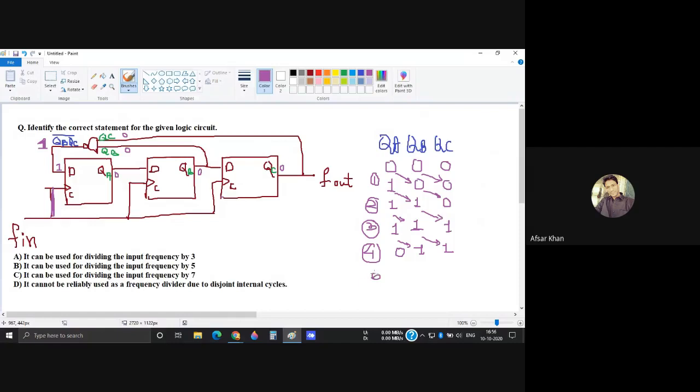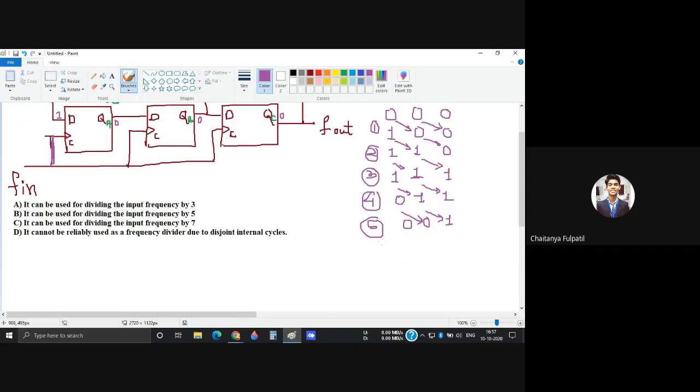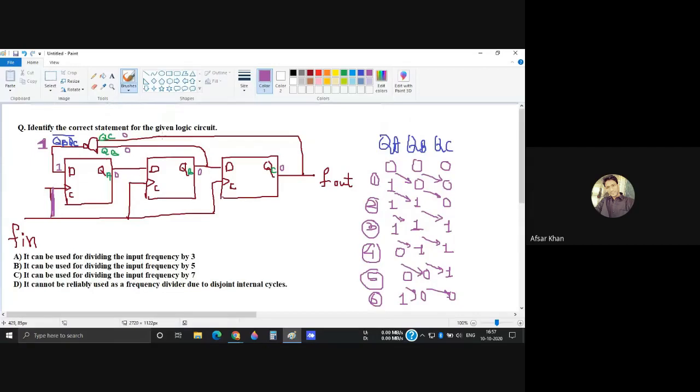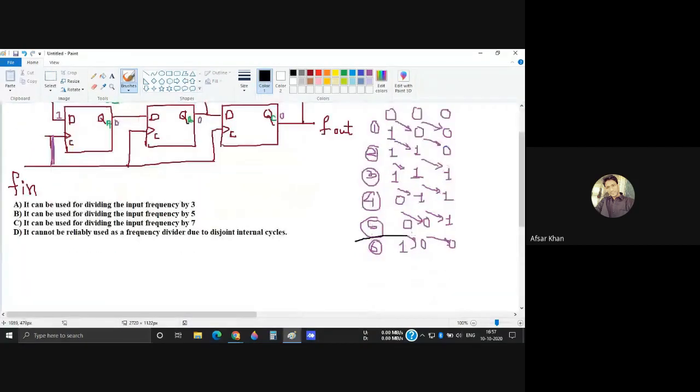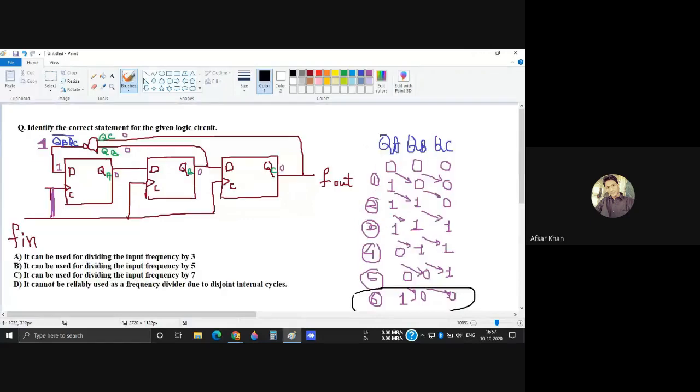Next, after the fifth cycle, this 0 will propagate here and this 1 will propagate here, and 1, 1 will give 0. Next, after the sixth cycle, this 0 will propagate here and this 0 will propagate here, and 0, 1 through the NAND gate will give 1. Now you see the concept. After this sixth cycle, the first state is repeating.